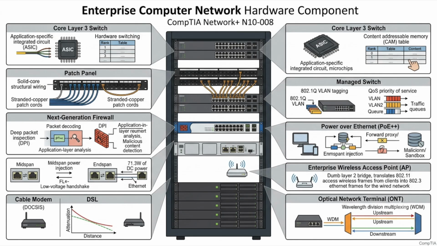And because these next-gen firewalls possess so much compute power to do that at gigabit speeds, enterprise networks often use them as multi-purpose security appliances. They act as VPN concentrators, managing encryption for remote workers.